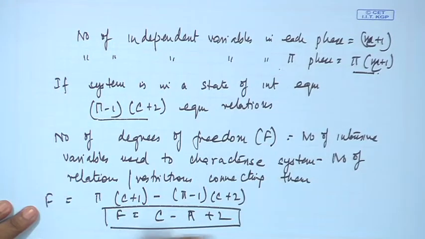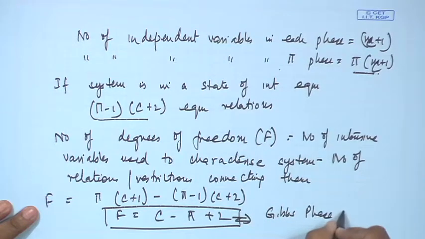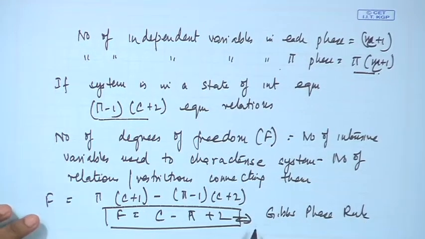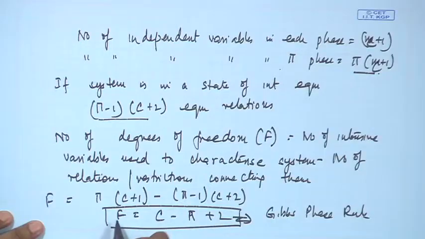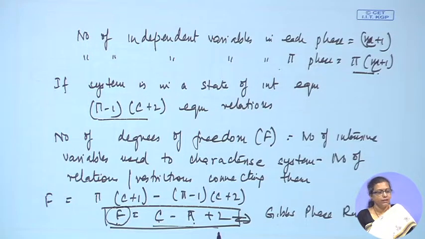And if you recollect, this is the Gibbs phase rule that I had stated without proving, and this is the proof which shows us that for any particular system in a state of internal equilibrium, be it homogeneous, be it heterogeneous, be it a pure substance, be it a mixture of substances, whatever it is, the number of intensive properties that are needed to characterize the system depends upon the number of components and the number of phases, and the relation is expressed by the Gibbs phase rule.